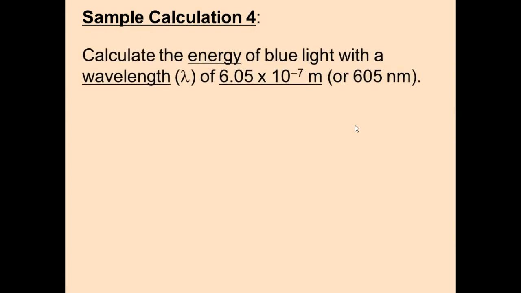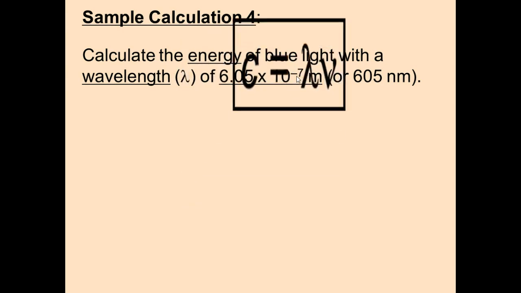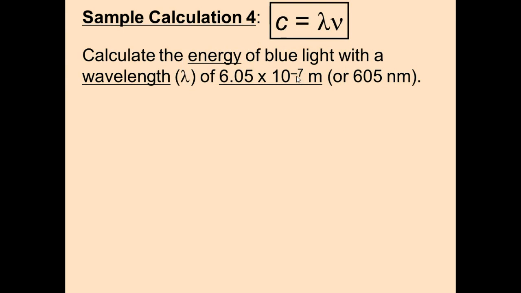And example 4, calculate the energy of blue light with a wavelength of 6.05 times 10 to the negative 7th. And this problem is a trick question because you technically need both formulas this time, because we have energy, but we are given wavelength. So we first have to calculate the frequency, and then we can go to the second formula.